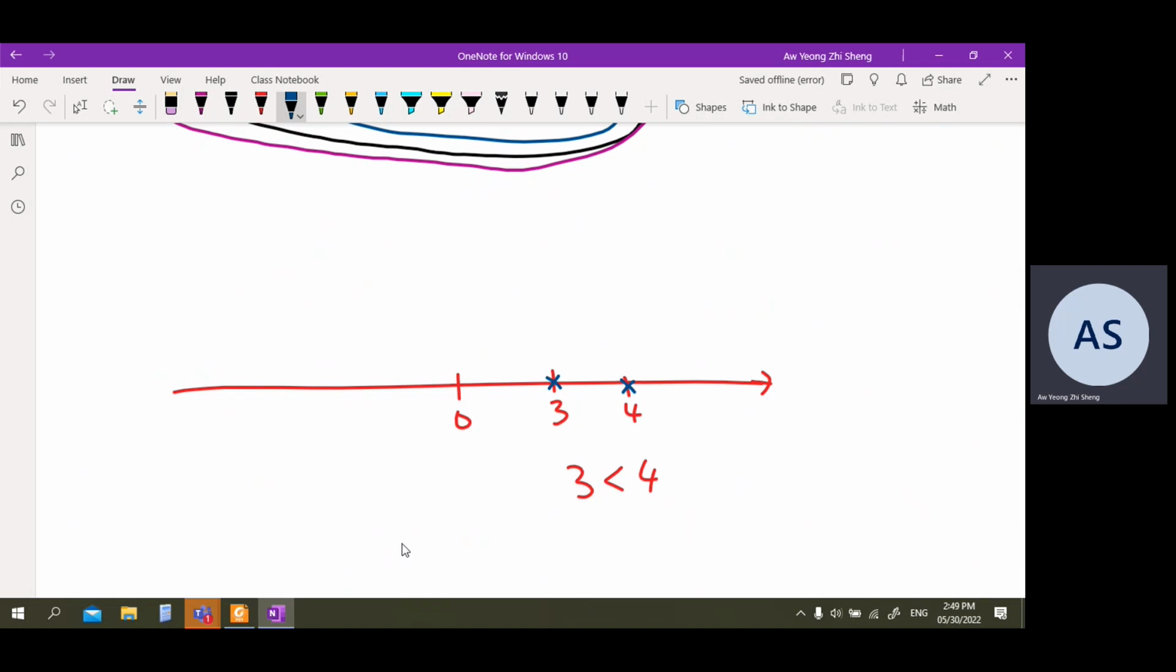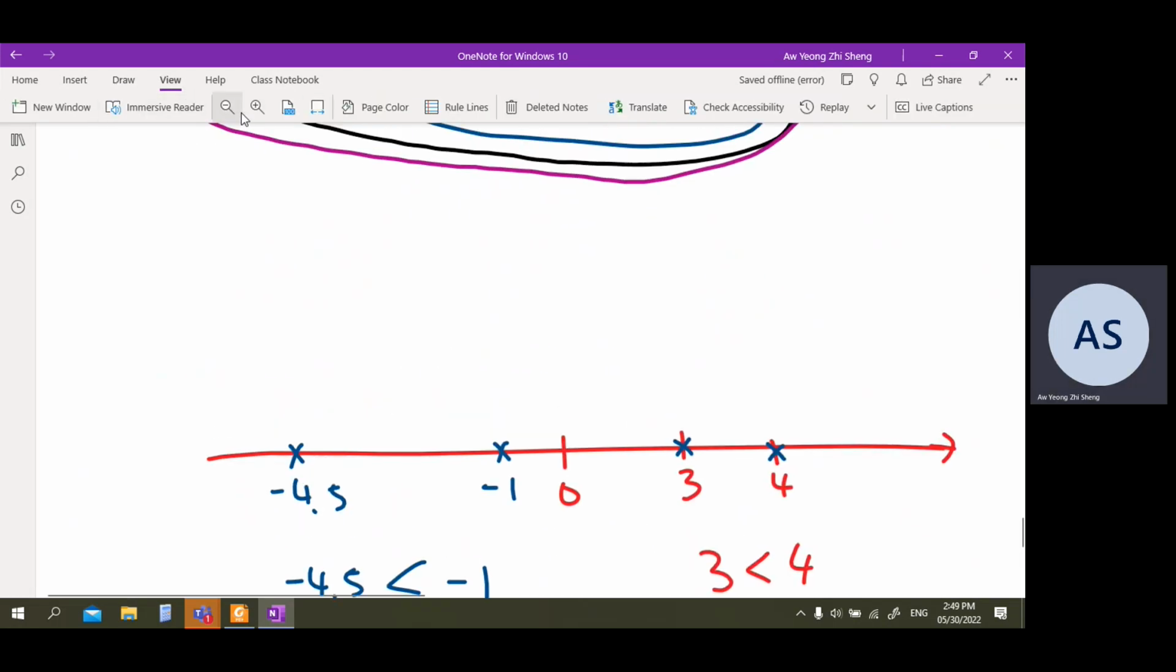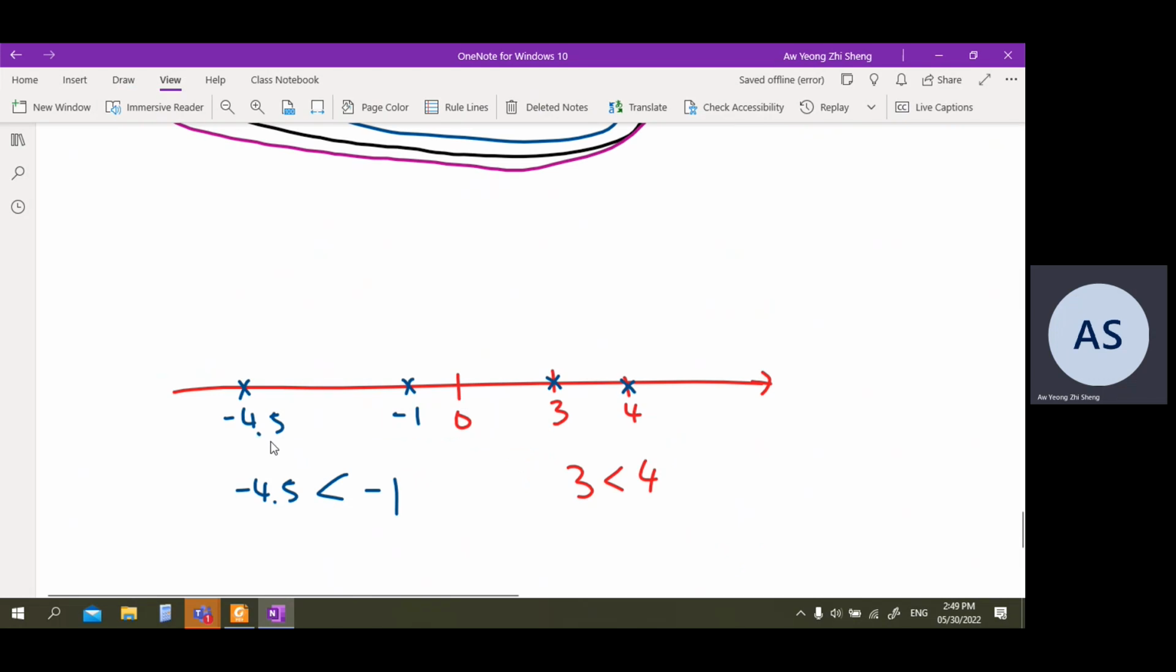Another example, you can compare between -1 and -4.5. Since -4.5 is on the left, we say -4.5 is less than -1. So being able to visualize the number as a point on the number line enables us to tell which number is larger when we talk about real numbers.